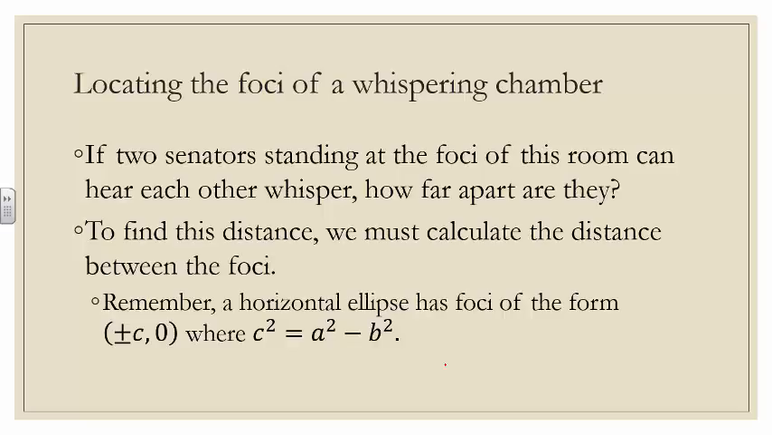The second part of our question is how to locate the foci now that we have the standard form of the equation. Pretend two senators are standing at the foci of the room and they can hear each other whisper. How far apart are they standing? We have to calculate the distance between the foci. Remember, our horizontal ellipse has a major axis on the x-axis. This means its foci will have the form plus or minus c, comma 0, where c squared equals a squared minus b squared.